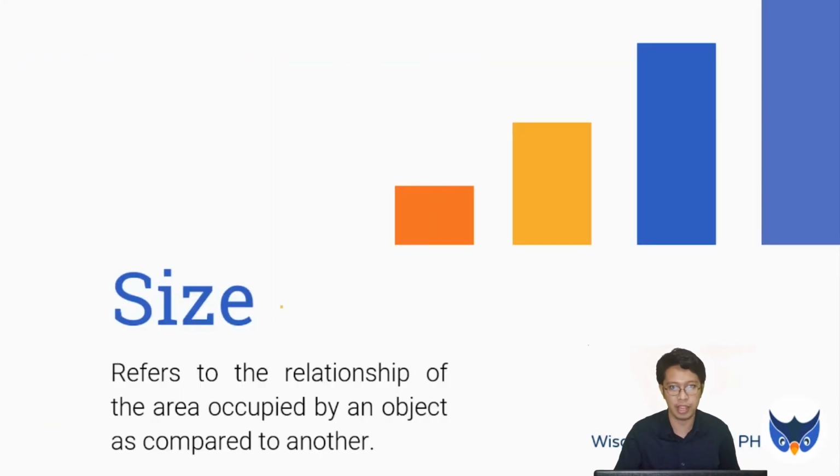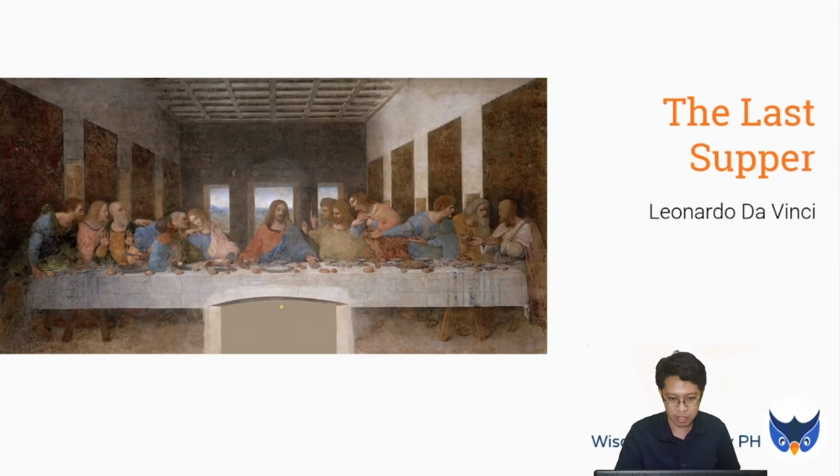So, next element that we have is size. Size refers to the relationship of the area occupied by an object as compared to another. Sa size, malalaman natin yung relative distance ng isang object sa isa pang object. So, for instance, yung nasa foreground mo, kung ano yung nasa harap, yun yung usually dapat na mas malaki. And kung ano yung nasa likod, yun yung dapat na mas maliit or mas obscured sa vision natin. Pero in graphic design, mas may control tayo over those matters, as we can see in these examples. First example ko, nahirapan kasi ako maganap, ito na lang.